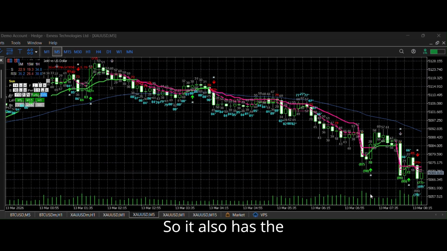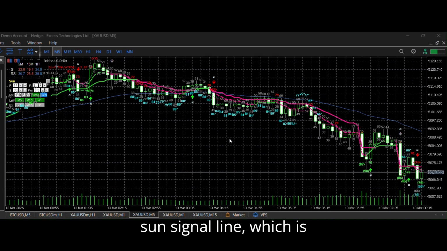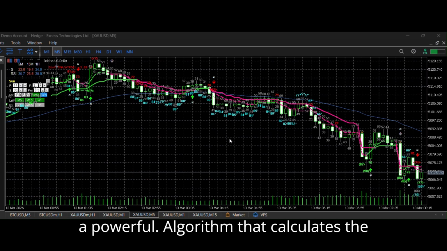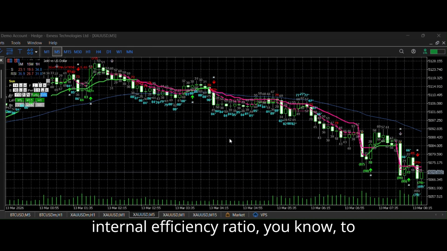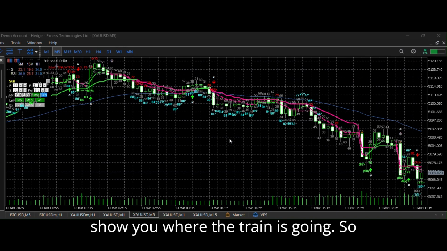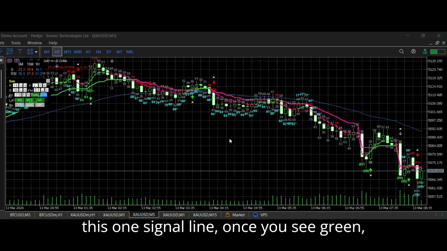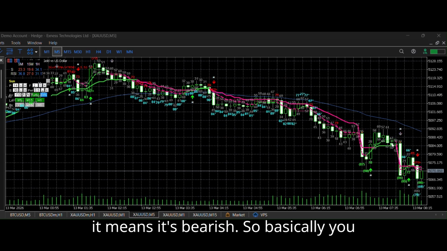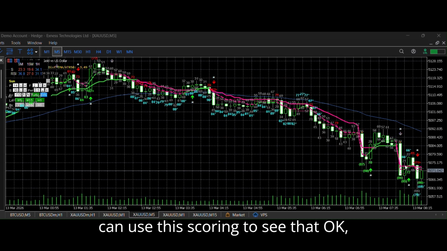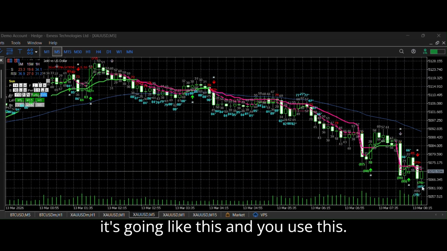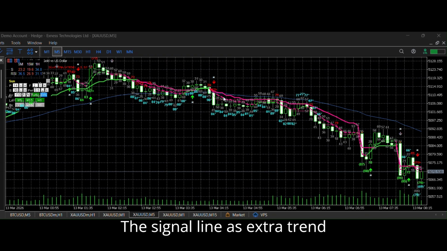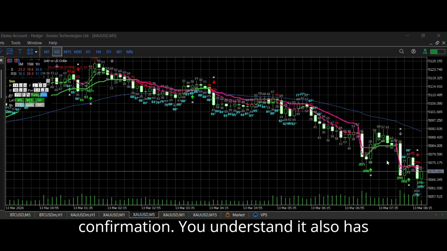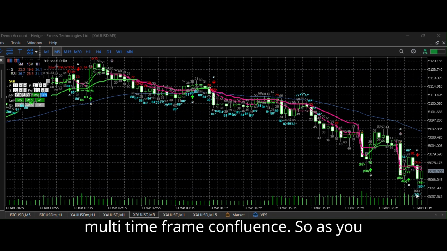So it also has the SunSignal line, which is a powerful algorithm that calculates the internal efficiency ratio, to show you where the trend is going. So the SunSignal line, once you see green, it means it's bullish. Once you see red, it means it's bearish. So basically you can use the scoring to see that okay, it's going like this, and you use the SunSignal line as extra trend confirmation. You understand?